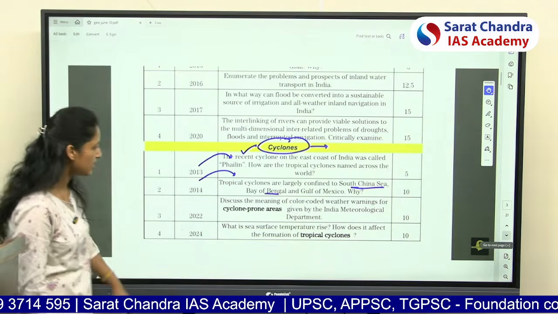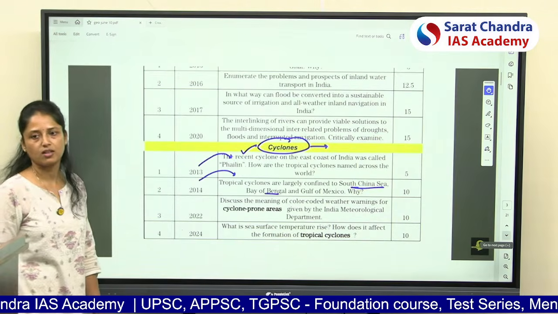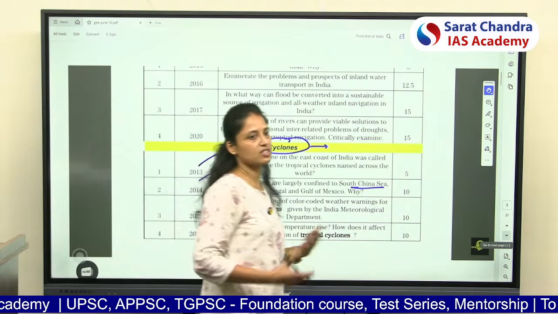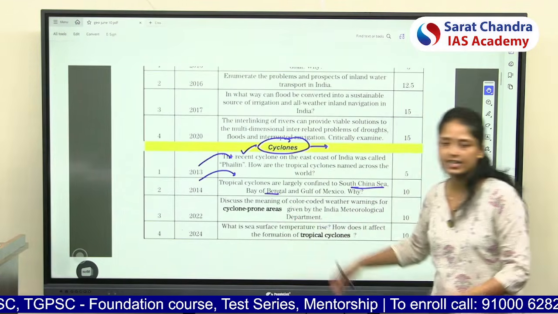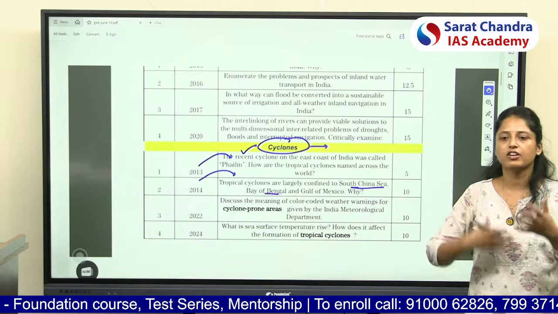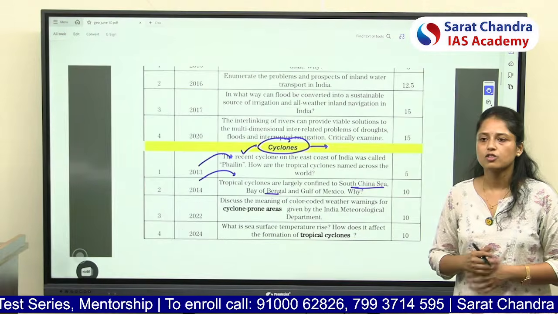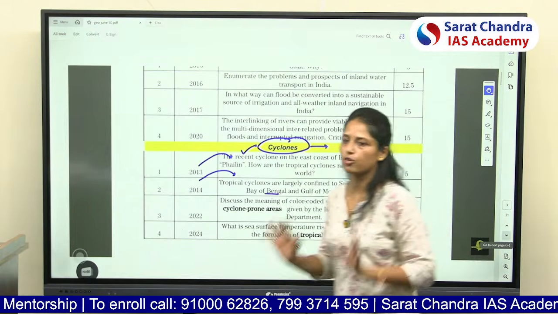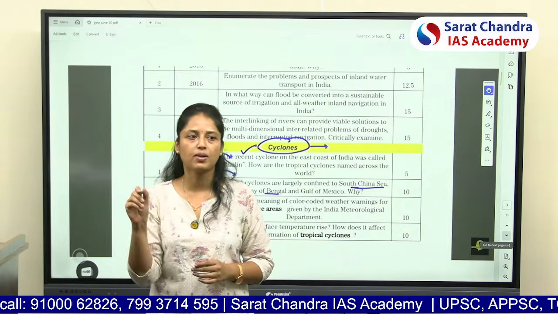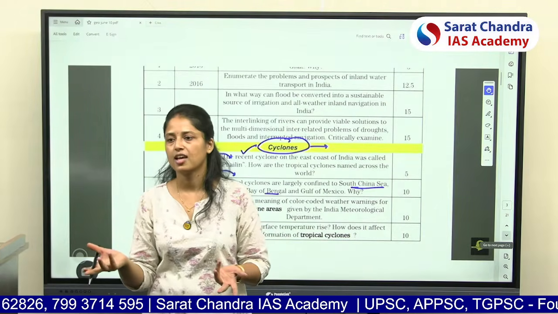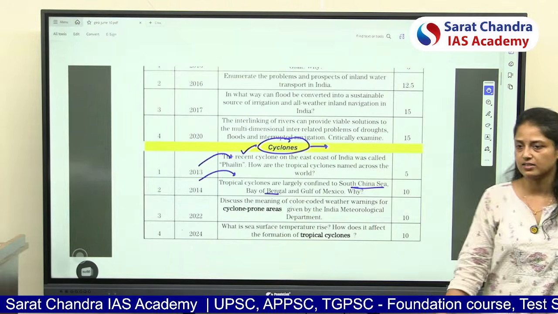Next, what is sea surface temperature rise? How does it affect the formation of tropical cyclones? We already know whenever the temperature is very high, tropical cyclones can be easily formed. So here it is asking the same thing, that if sea surface temperature is rising a lot, how it will affect the formation of tropical cyclones. So how you will answer? You already know how cyclones are formed. So if temperature is increased, it is very obvious, you will write a simple word, the cyclone will intensify, that's it. Because already it has the moisture, now if you are increasing more and more temperature, it will intensify.